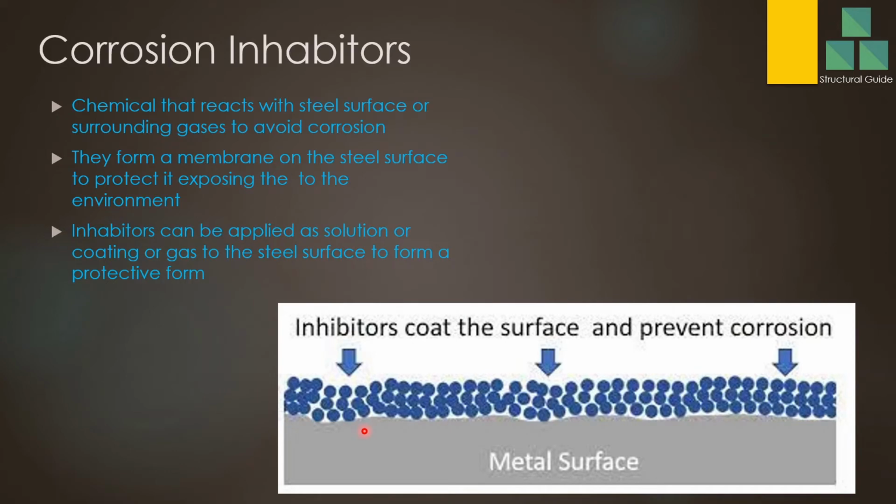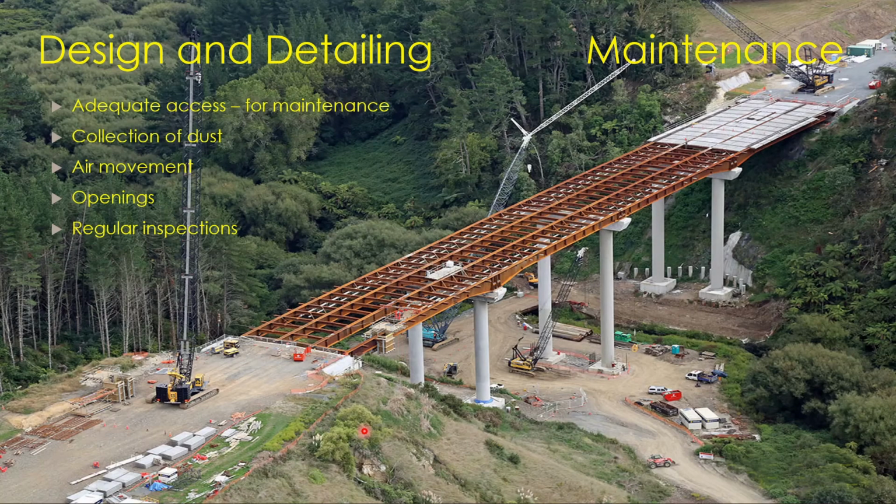Let's see what corrosion inhibitors are. They are chemicals that react with the steel surface or surrounding gases to avoid corrosion. So they react with the metal surface and make a firm layer around the steel, then it's protected. So it forms a membrane and protects the structures. Inhibitors can be applied as a solution or coating or gas on the steel surface to form this protective foam. So with that also we can protect the metal from corrosion.